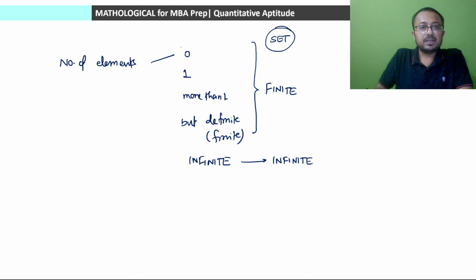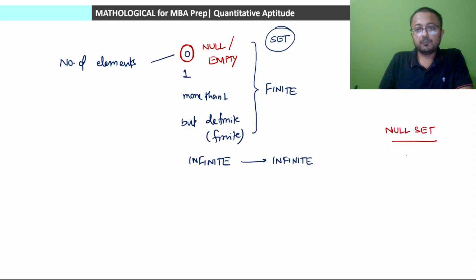And if the number of elements is 0, such a set is called a null set, or an empty set. And a null set is represented by phi. Phi implies that the number of elements in the set is 0.